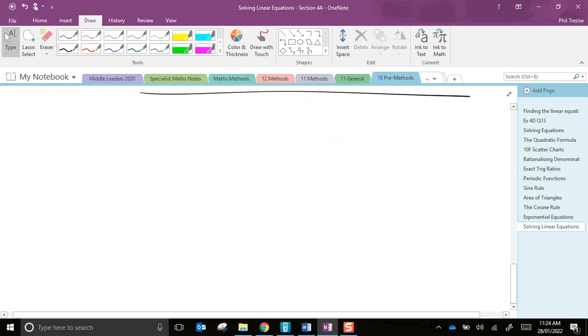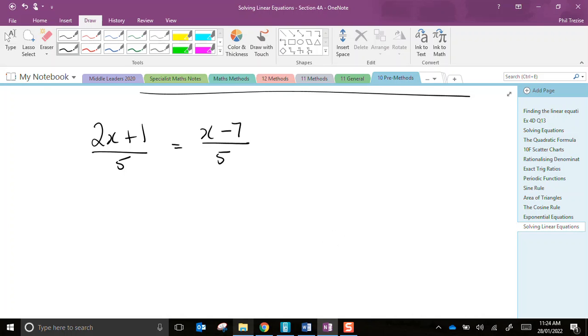So the next one I want to try will be, okay, let's do one like this. 2x plus 1 all divided by 5 equals x take 7, all divided by 5. Okay, now we've got pronumerals on both sides this time. So there's an x on the left and an x on the right. We've got two ratios or two fractions, rational expressions.